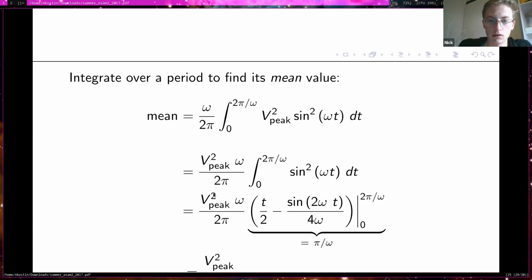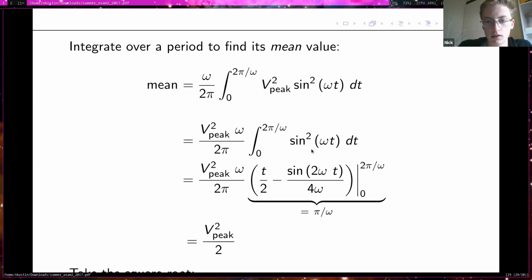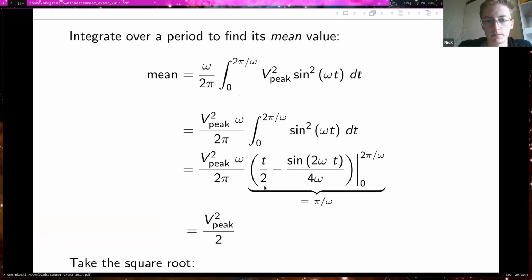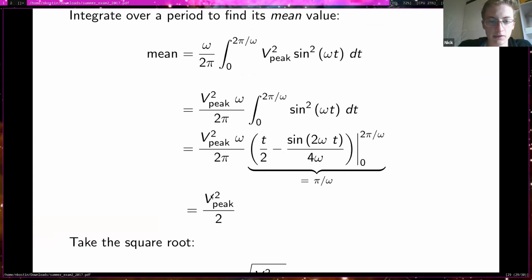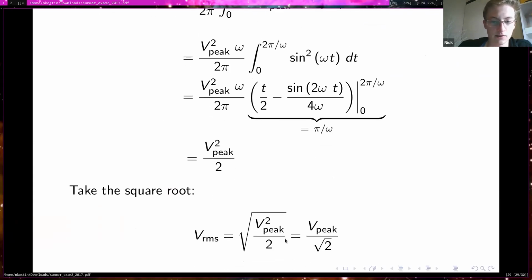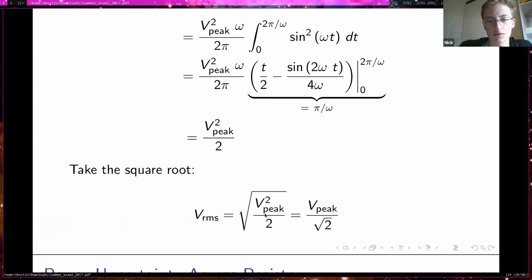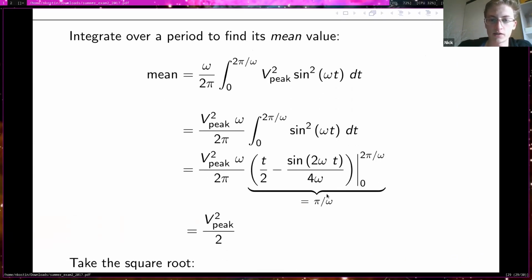And I can pull out V peak squared because that's just a constant too. If I take this integral, I come up with that, and I get V peak squared over 2. And then finally, I just take the square root. So V RMS is just V peak divided by root 2. The derivation itself is not too terribly important.